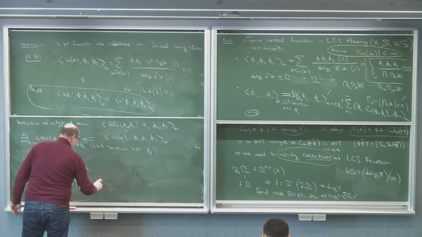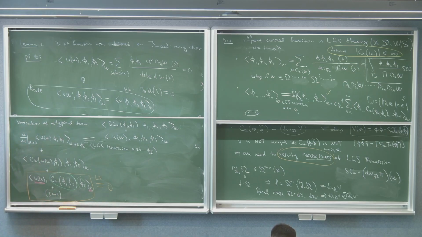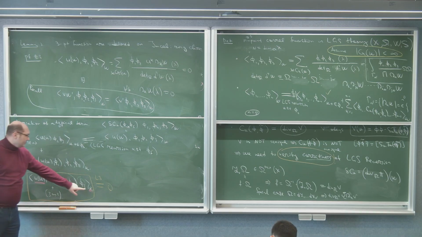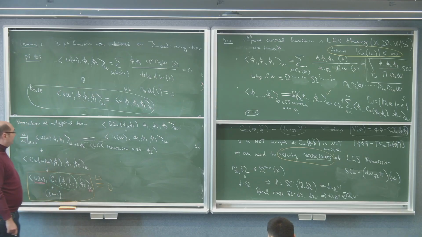So that is vanished, and that is vanished by lemma 3 because it's u of w, some other two holomorphic functions, and the three-point function evaluated with undeformed superpotential. So this w is the same as w here. So by lemma 3, this thing just vanishes. Okay, that is good. So we get rid of two terms.